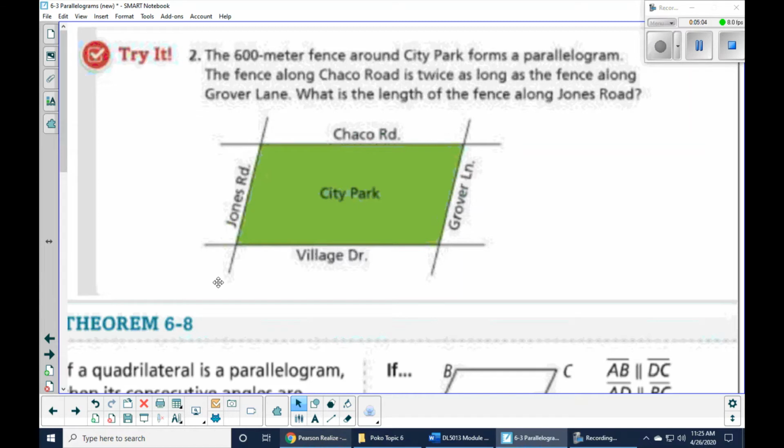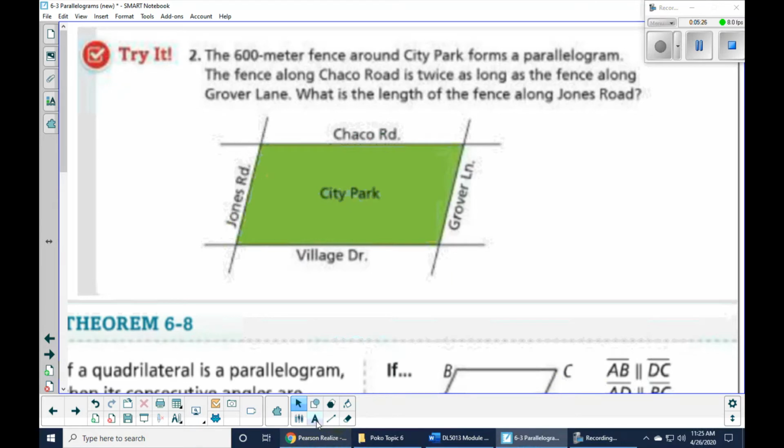So this one's a little bit tricky. We've got a little bit of reading to do. The 600-meter fence around City Park forms a parallelogram. The fence along Chaco Road is twice as long as the fence along Grover Lane. So what is the length of the fence on Jones Road?